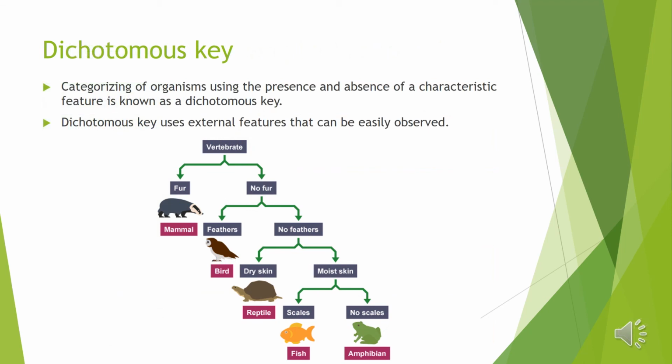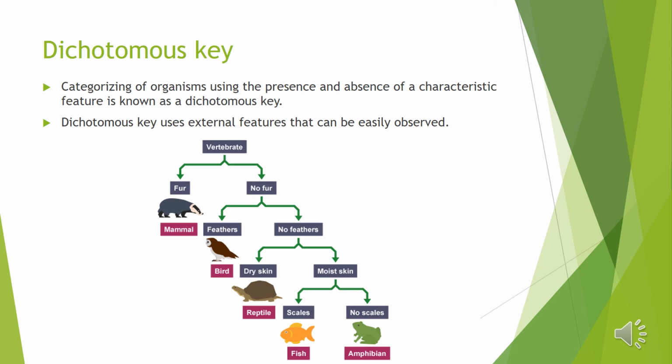Okay, so the final thing we are going to talk about is the dichotomous key. A dichotomous key is a categorization. It categorizes organisms using the presence or the absence of particular characteristics. Okay, so that is called a dichotomous key. I have given you the definition for the dichotomous key here, which is given in your textbooks, so that you can refer to it. And the dichotomous key uses external features that can be easily observed.